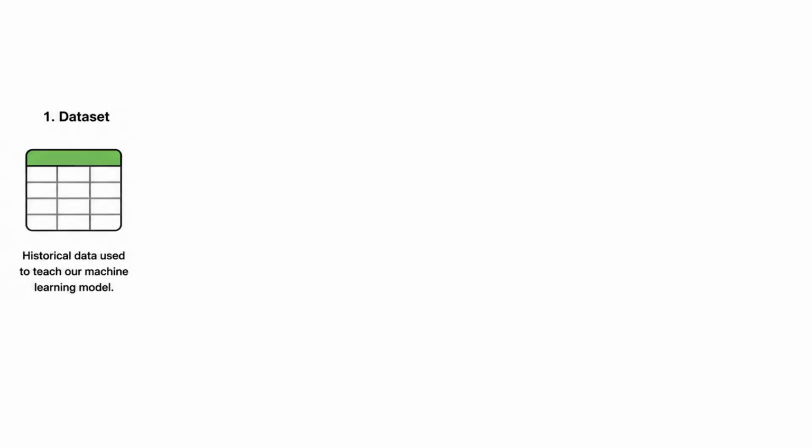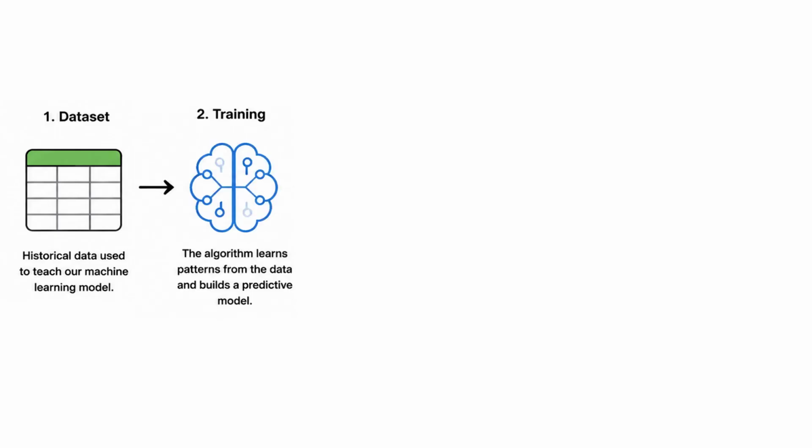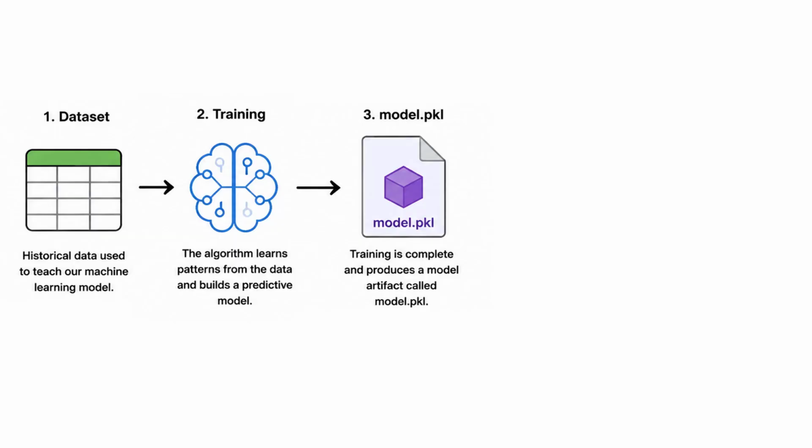Before we jump into today's video, let's do a quick recap of what we built in the previous one. We started with a dataset which contained the historical data used to teach our machine learning model. Then we passed that dataset into the training process. During training, the machine learning algorithm learned the patterns from the data and built the predictive model. And once the training was complete, it produced a model artifact called model.pkl. And this file contains everything the model learned during the training.